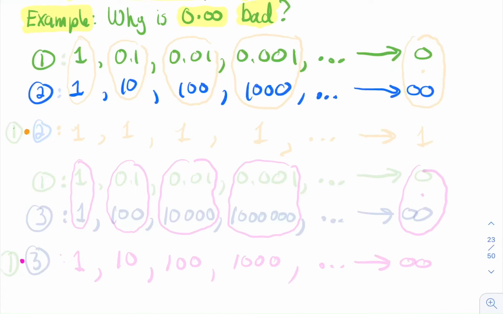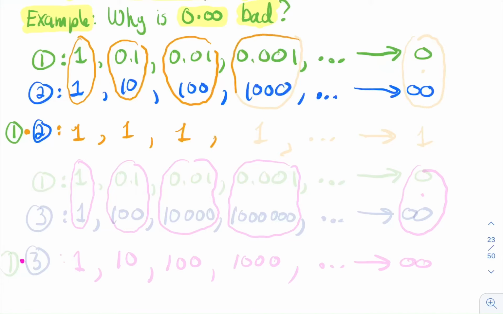So let's multiply the first one. So the first sequence times the second sequence, and see what do we get. So if I multiply these two numbers, 1 times 1, what are you going to get? Well, you're going to get 1. If you go 0.1 times 10, you're going to get 1. If you get 0.01 times 100, you're going to get 1. If you look at 0.001 times 1,000, you're going to get 1.